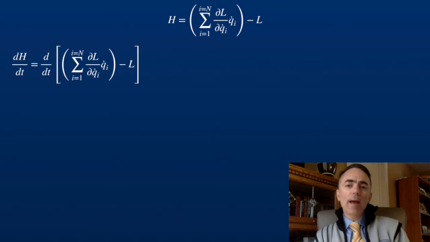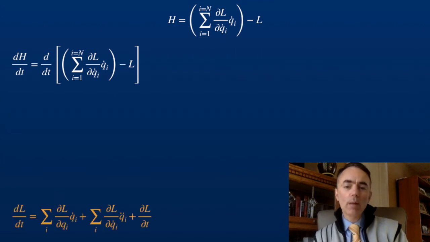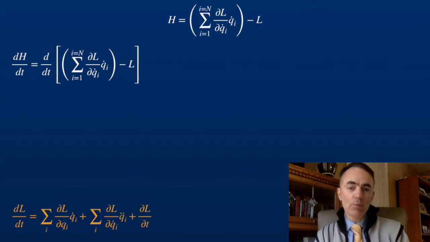To do that, I need to be aware that the Lagrangian depends on q_i, q dot i, and t. So the derivative of the Lagrangian with respect to time is the partial of L with respect to q times the derivative of q with respect to t, plus the partial of L with respect to q dot times the time derivative of q dot, plus the partial of L with respect to t. With this in hand, I write the derivative of h with respect to time.